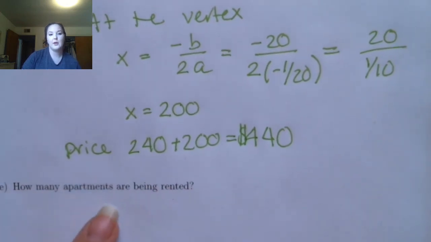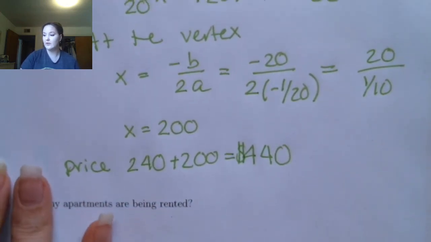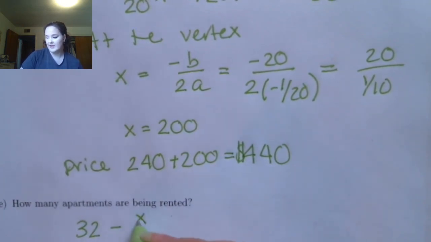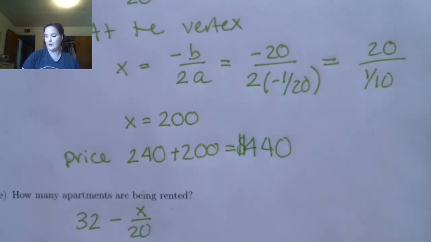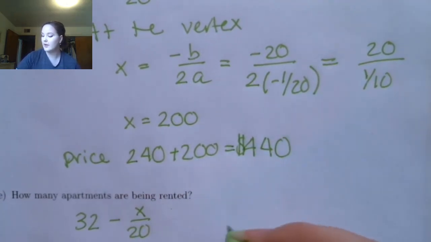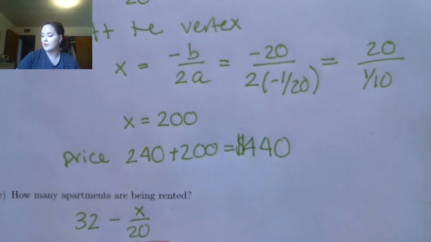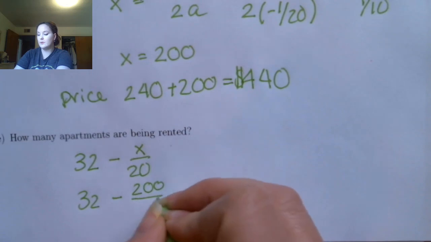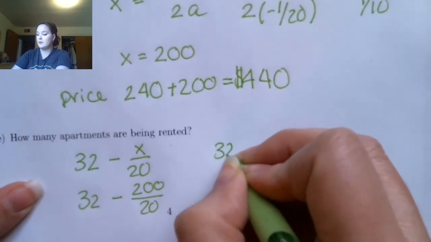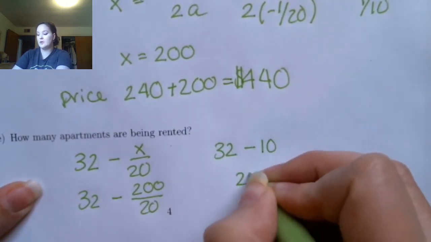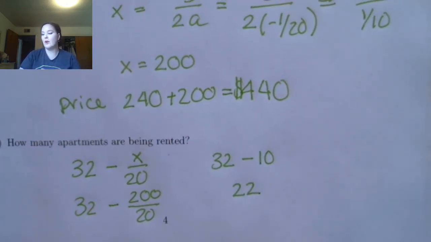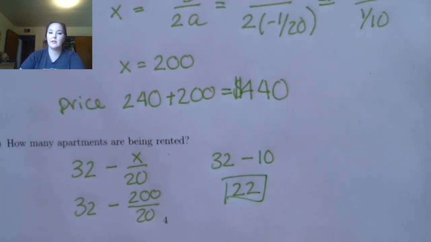Then it says how many apartments are being rented. So the number of apartments being rented was 32 minus x over 20, and we know that x is going to be 200 at the vertex. So we'll have 32 minus 200 over 20, so 32 minus 10, which is 22. So even though this is his maximum revenue, only 22 out of his 40 apartments are being rented.